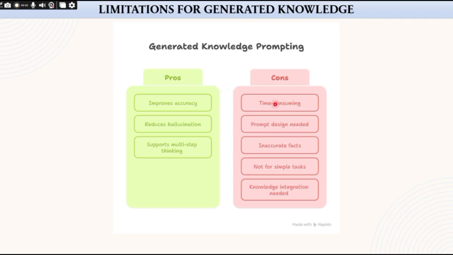Now let's see some of the limitations of generated knowledge prompting. It takes more time due to multiple steps. It needs careful prompt design to generate useful facts. The generated facts can still be inaccurate or made up. It may not help much in simple or straightforward tasks. It also needs a way to combine knowledge and answers effectively.